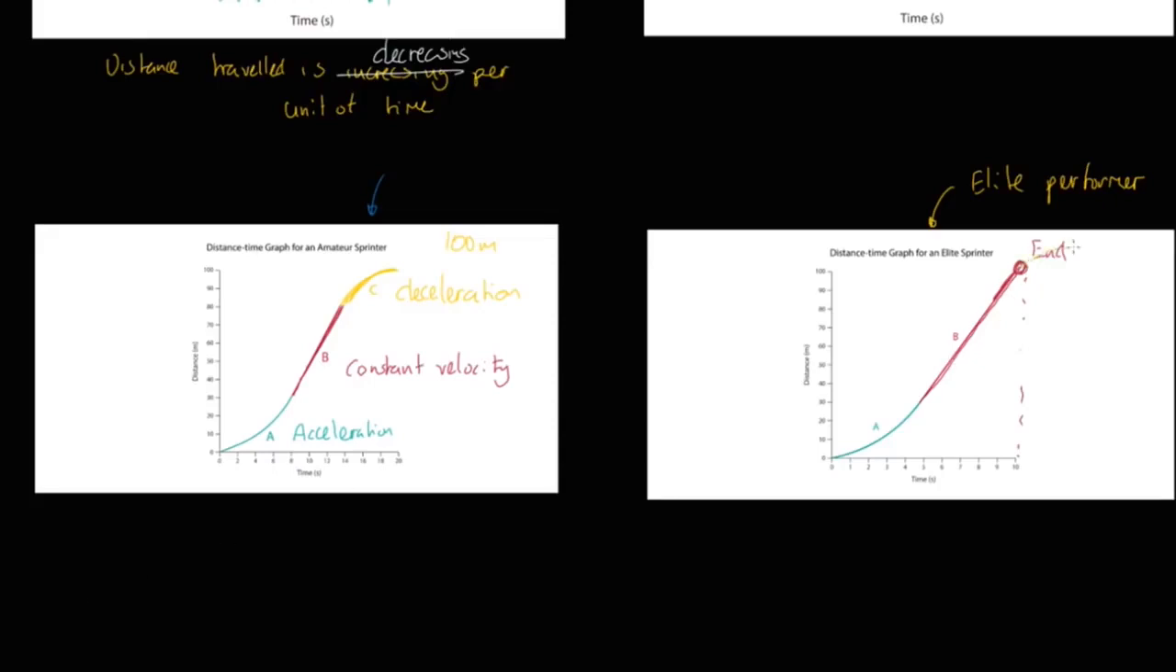So at this kind of elite level, at 100 meters at least, you're not going to get that kind of deceleration curve at the end, because they don't slow down as they finish, generally speaking. Now remember, that is for 100 meters.